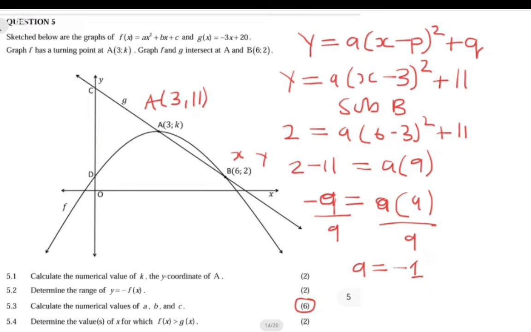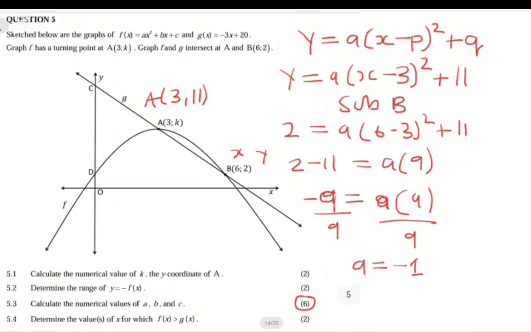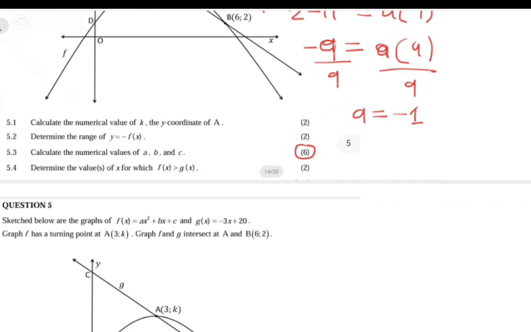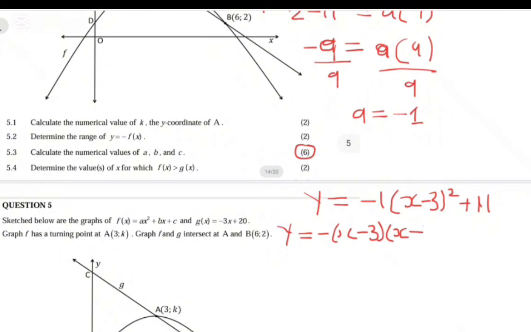Perfect. So how can I find the remaining ones? To find the remaining ones is very, very easy. Let me just continue this here. So I'm going to substitute this a into the original one. So I'm having y equals negative 1 times (x minus 3) squared plus 11. Perfect. So now I'm just going to expand this one. So I'm going to have negative (x minus 3)(x minus 3) plus 11.